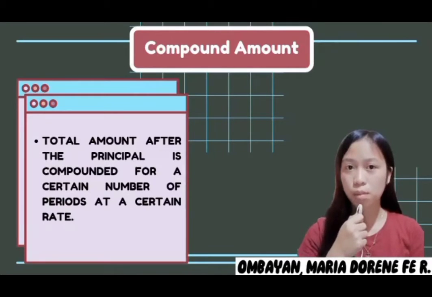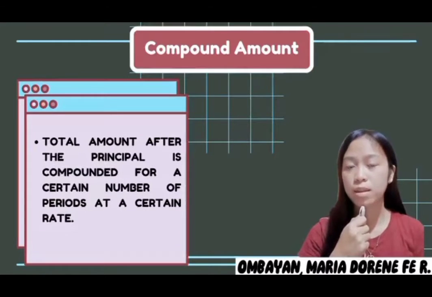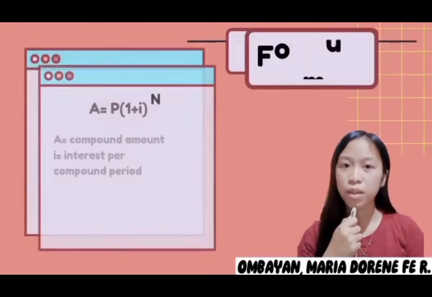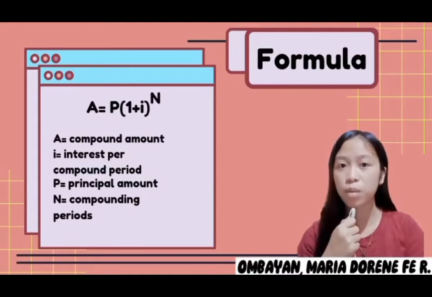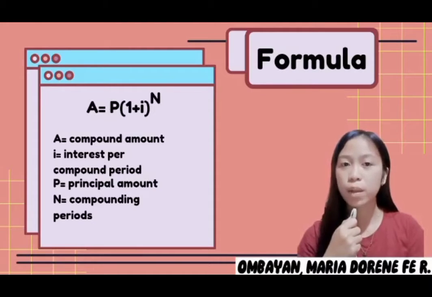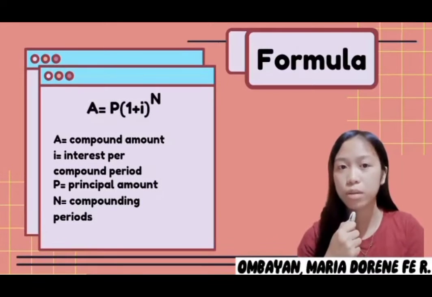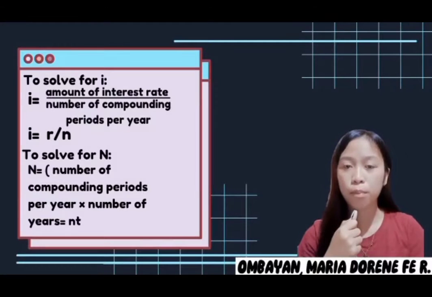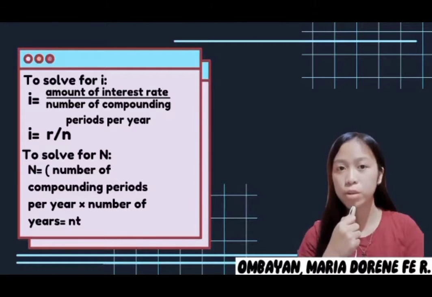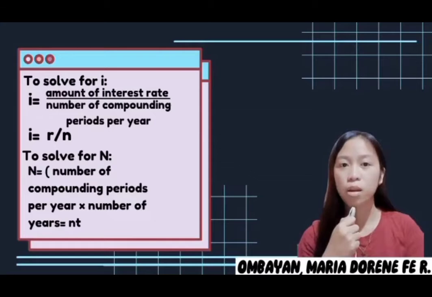Compound amount is the total amount after the principal is compounded for a certain number of periods at a certain rate. This is the formula that we're going to use in calculating the compound amount, where A is equal to compound amount, I is equal to interest per compound period, P is equal to principal amount, and N is equal to compounding periods. For I, we have the interest rate divided by the number of compounding periods per year, or R divided by n. To solve for N, we need to multiply the number of compounding periods per year and the number of years, or n times T.